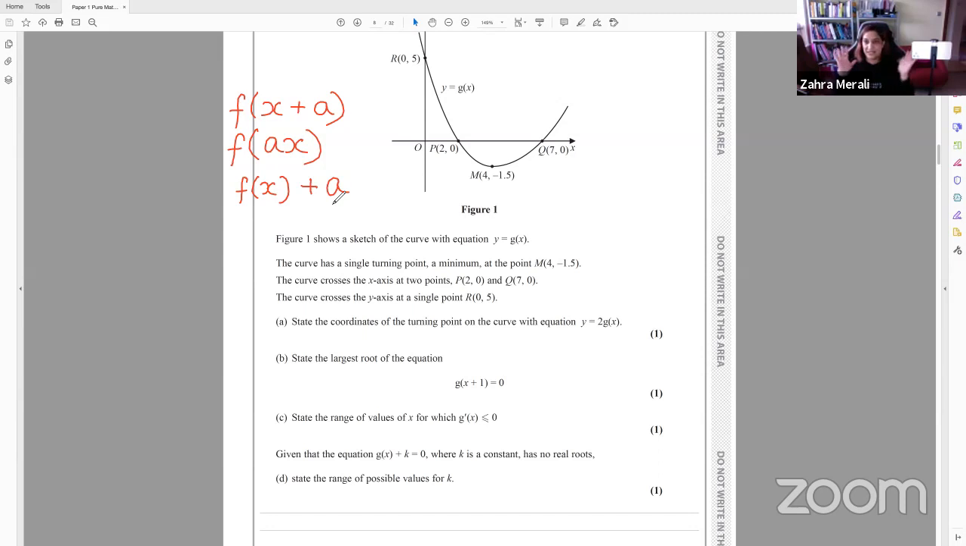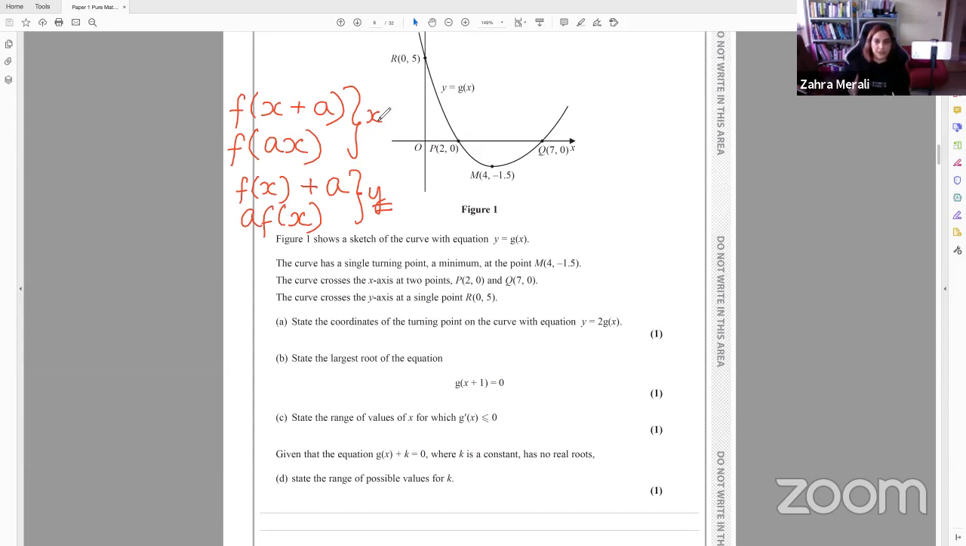The y's do exactly what they're supposed to do. So if it's plus a, it goes up. If it's multiplied by a, it just multiplies by it. But that's your y coordinates. So think of it as coordinates, and that's your x coordinates. So the x's do the wrong thing.